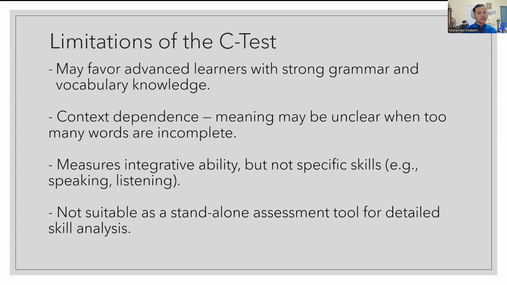Even with all the advantages of a C-test, it still has some limitations. Some of the limitations of the C-test are that it may favor advanced learners with strong grammar and vocabulary knowledge. Also, it is very context dependent, meaning that it may be unclear when too many words are incomplete. Also, it measures integrative ability but not specific skills, for example, speaking or listening.